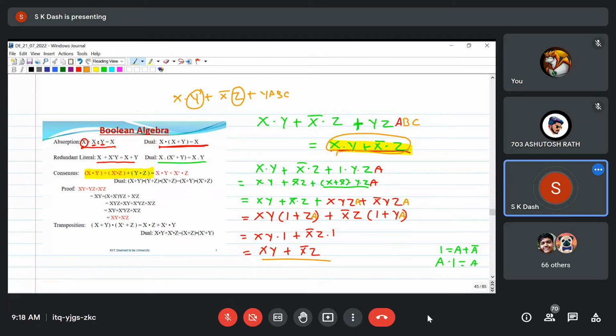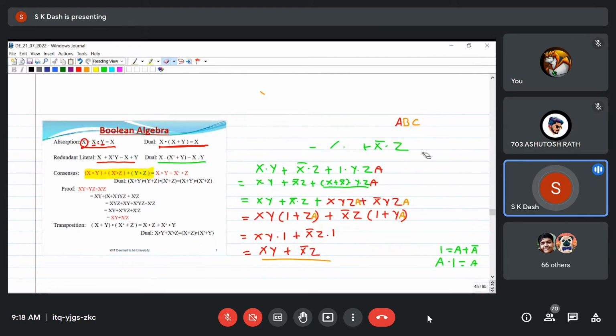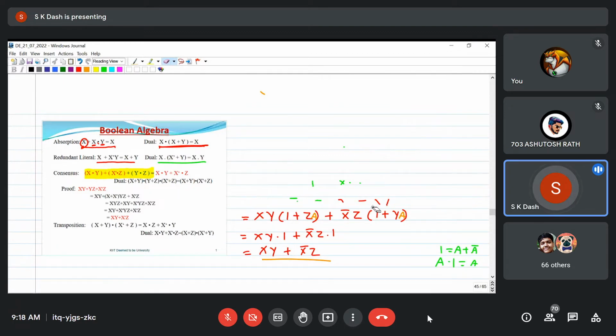Next theorem is the transposition theorem. As per this theorem, (x + y)·(x̄ + z) will be equal to x·z + x̄·y. So let us try to prove this.